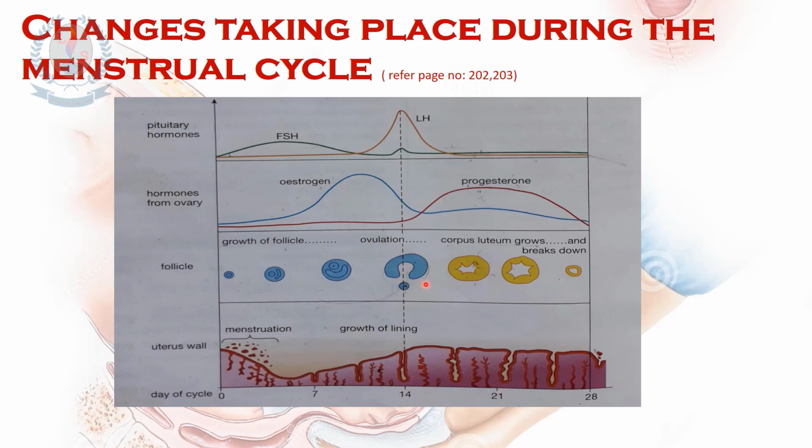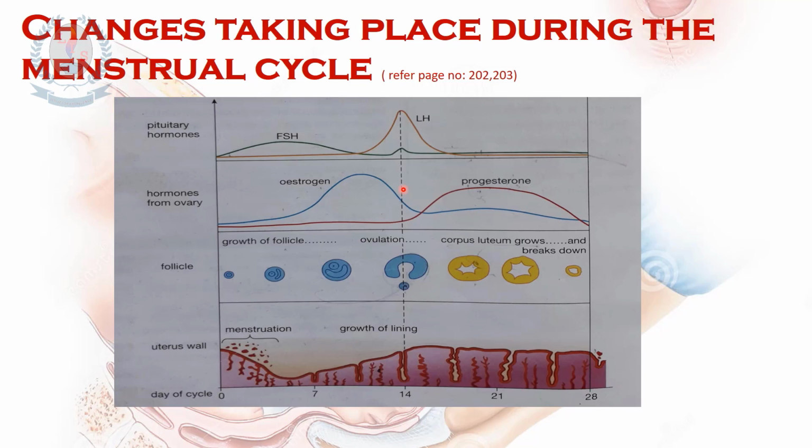When this happens, suddenly the FSH level decreases and the LH level rises. When the follicle was growing, the FSH level was maintained at a higher level, but when the follicle bursts open and the egg is released, the FSH level decreases while the LH level rises up.